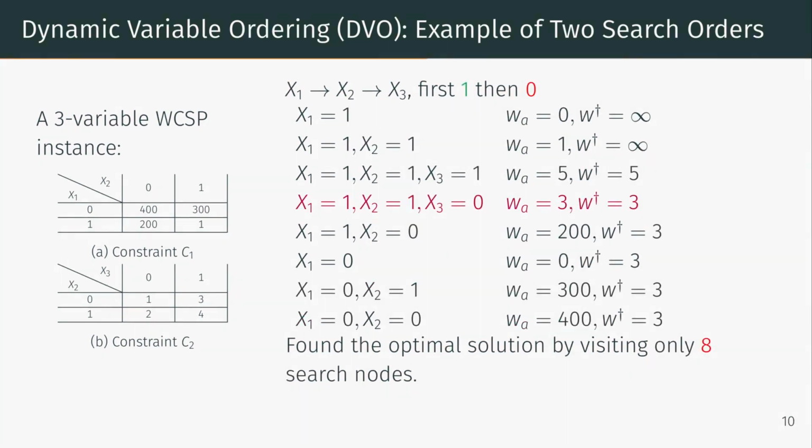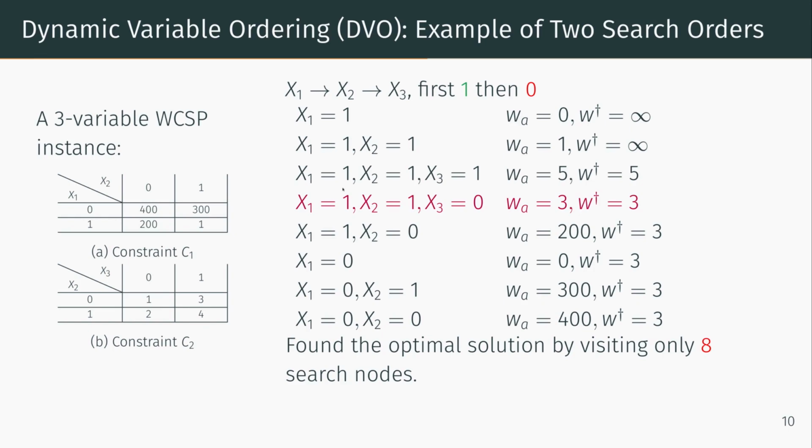Now let's consider a different search order. We still search from x1 to x3, but we always assign value 1 first and then value 0. So here we have x1 equals 1. This is the first search node. Similar to the previous search order, we have WA equals 0 and W-dagger is infinity. Then we have x1 equals 1, x2 equals 1, and we have WA equal to 1. Then we have x1 equals 1, x2 equals 1, x3 equals 1. Here we have a first complete assignment. We have WA equals 5 and W-dagger is updated to 5.